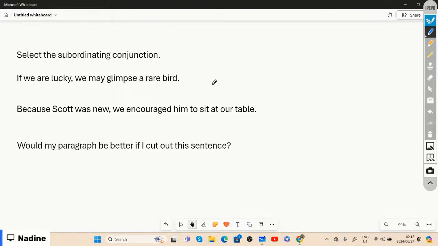All right, and if we were to identify the subordinating conjunction, it would be if. So if is a subordinating conjunction, and it says if we are lucky, we may glimpse a rare bird.